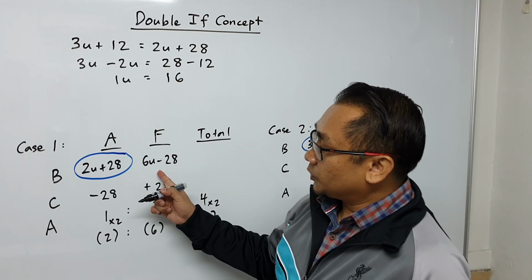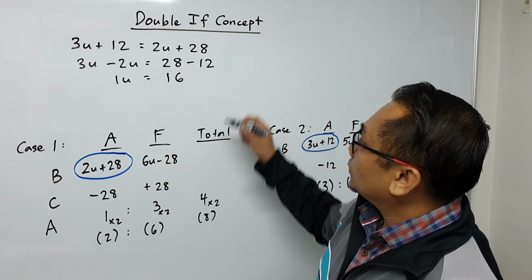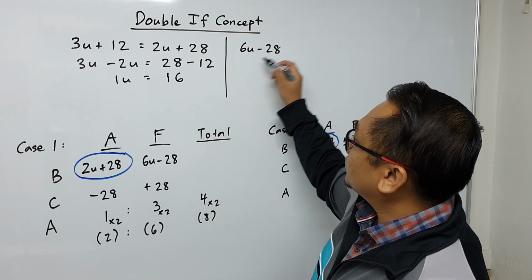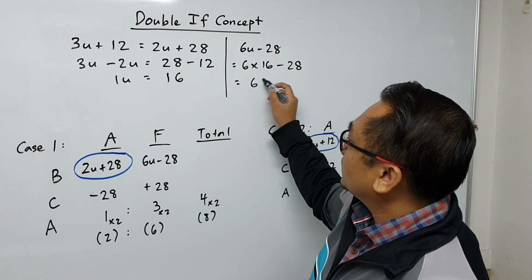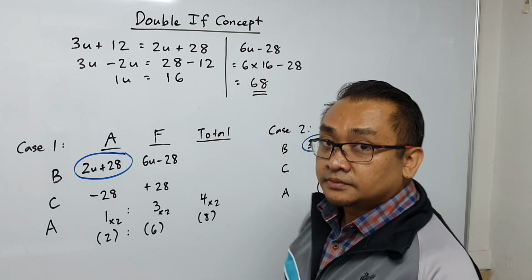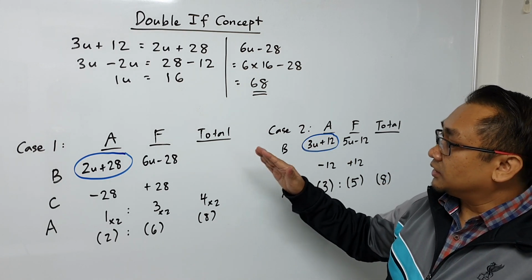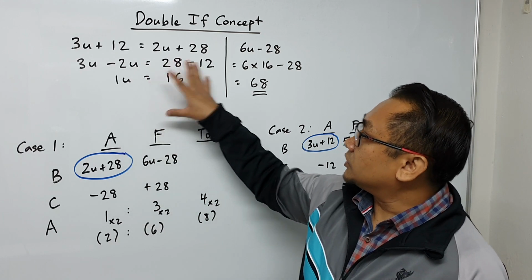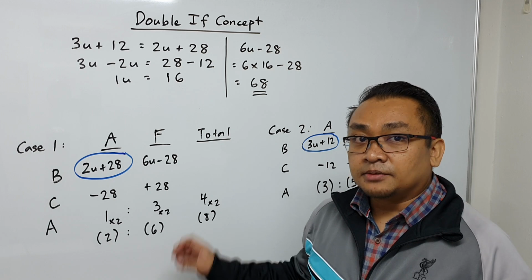Now we want to find Fiona, right? So we can use either case 1 or case 2. Let's say I use case 2. I need to find 6 units minus 28. So 6 times 16 minus 28 will give me 68. So this is the algebra method. For students who are good in algebra, you can use this method. If not, you just draw the model and try to find the difference and make the relation.